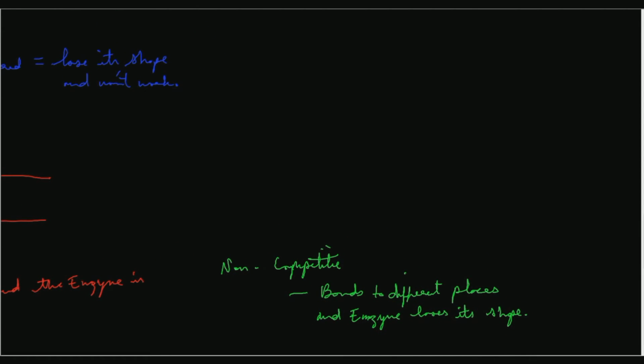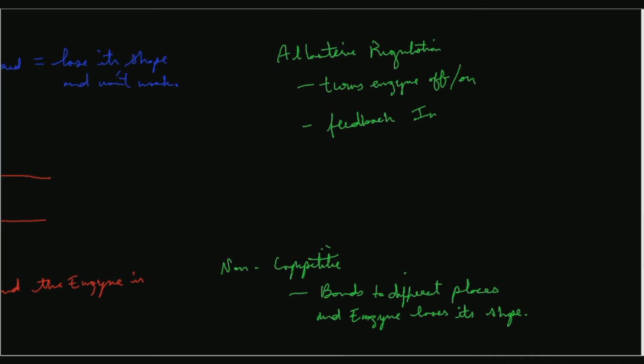So another thing is this thing called allosteric regulation. It's a type of regulation where this molecule will turn the enzyme on or off when it needs to. So this way the enzyme's just not working when it's not needed, basically. One way of doing this is called feedback inhibition.